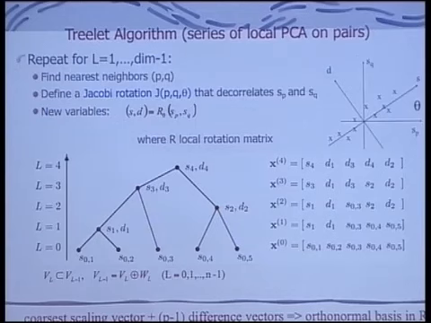So the final result is an orthonormal basis, and it consists of the coarsest scaling vector at the top of the tree and then the residual vectors from each level of the tree. And that's our basis.